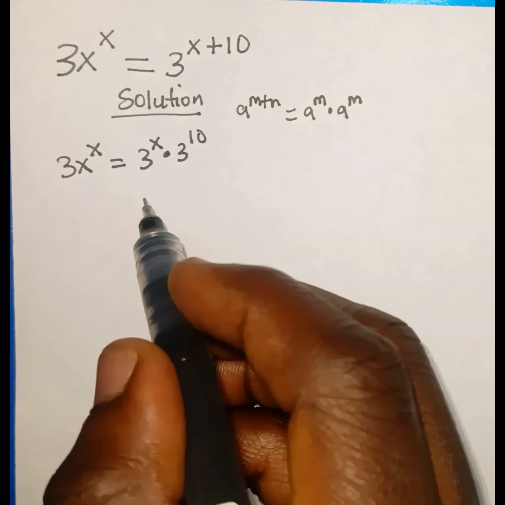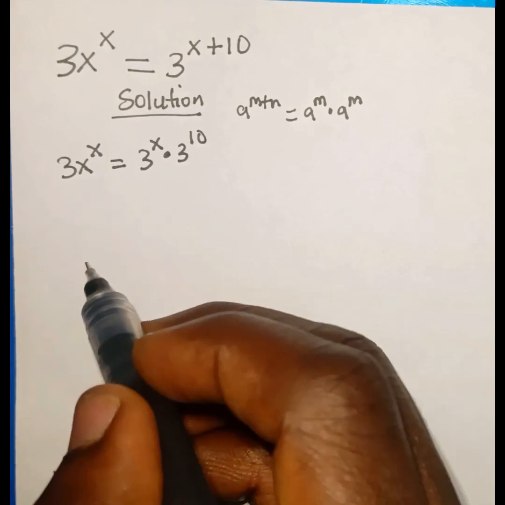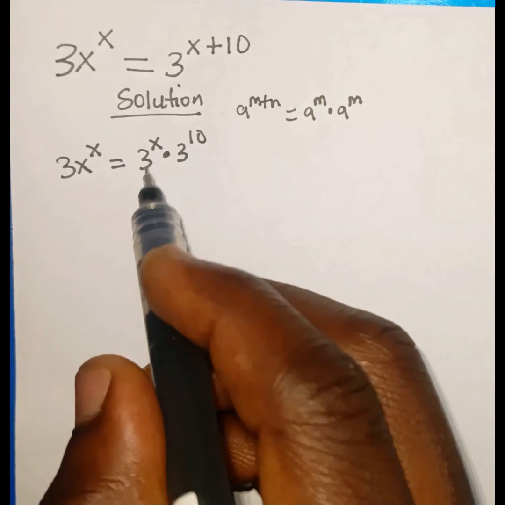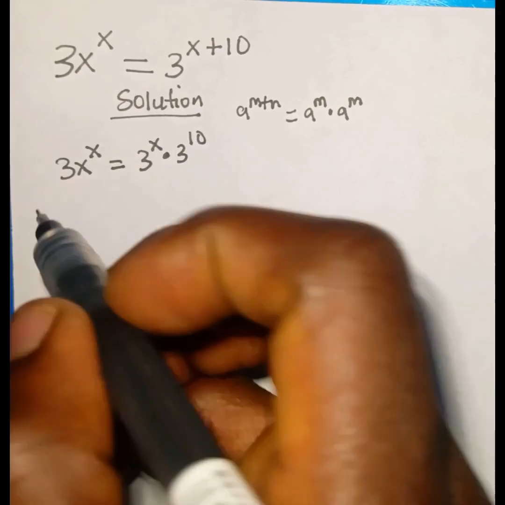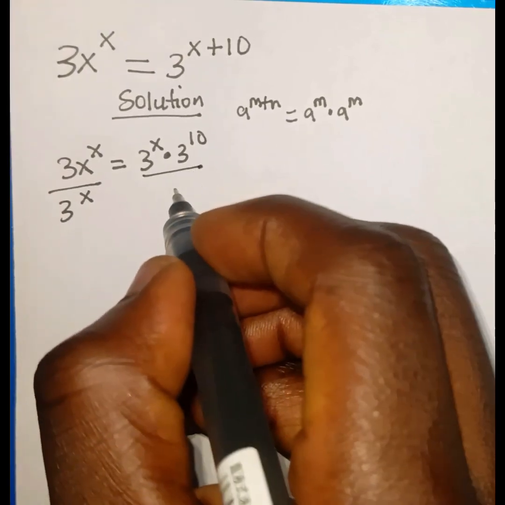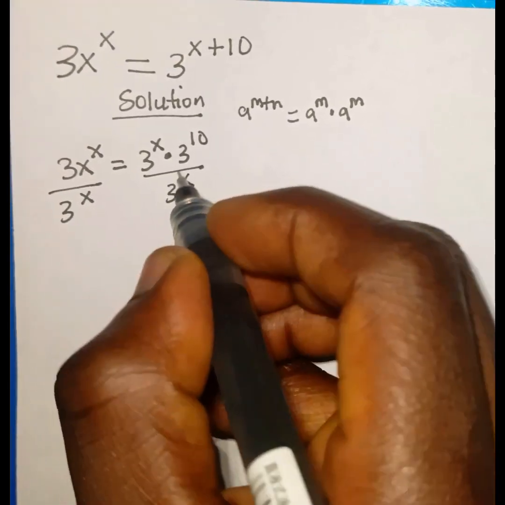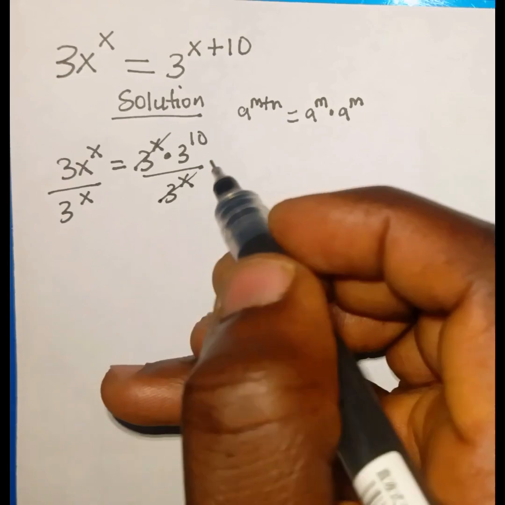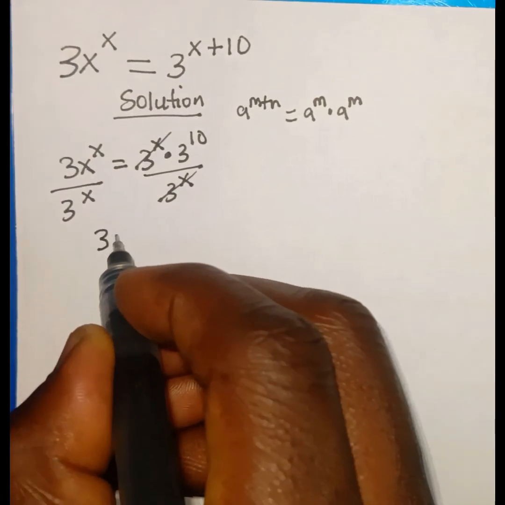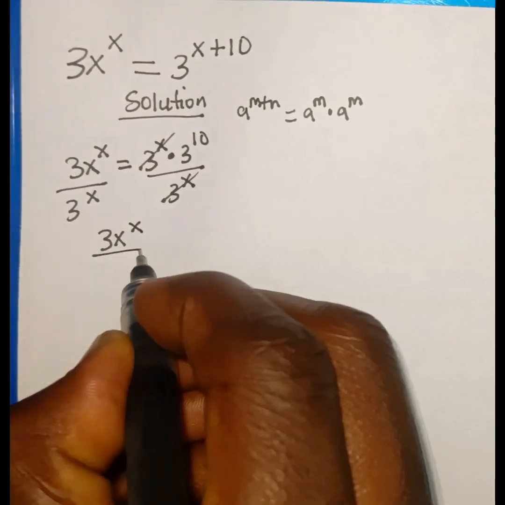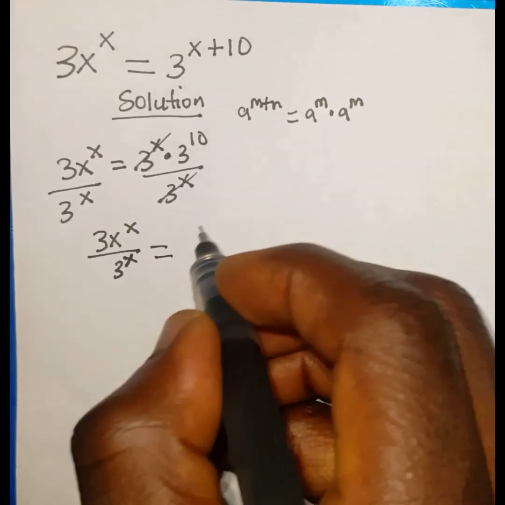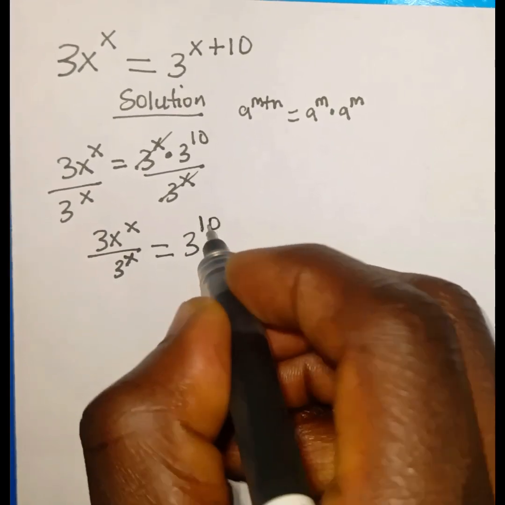Our interest is to bring the variable we are looking for into one side of the equation. So we are going to divide both sides by 3^x in order to eliminate this. We divide the left hand side by 3^x and also the right hand side by 3^x, so that this 3^x is going to cancel this 3^x. Then we are left with just (3x)^x all over 3^x, which is equal to 3^10.